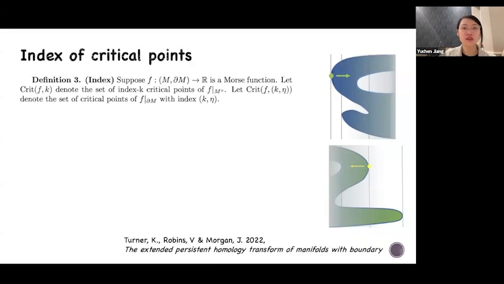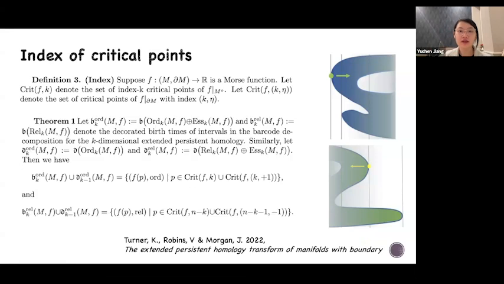This will allow us to index our critical points, where the critical points on the boundary will get an extra sign. And in fact, there is a nice correspondence between the critical points and the birth and death values of the extended persistent homology. In particular, the plus critical points can only be the birth or death time for ordinary classes, and the minus critical points can only be the birth and death time for relative classes.